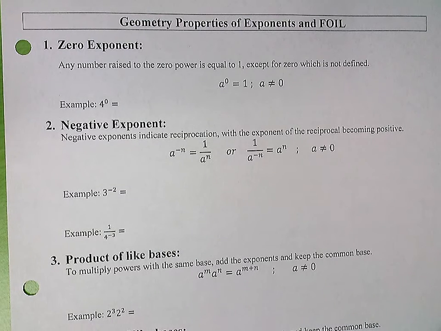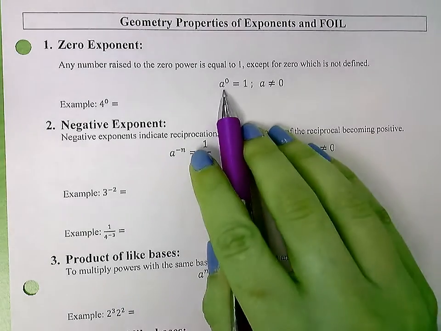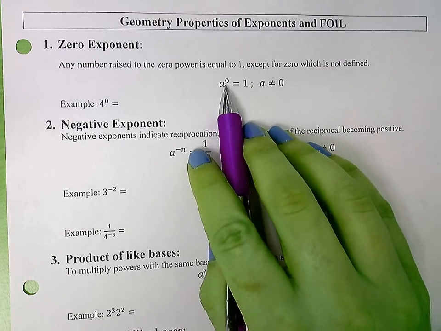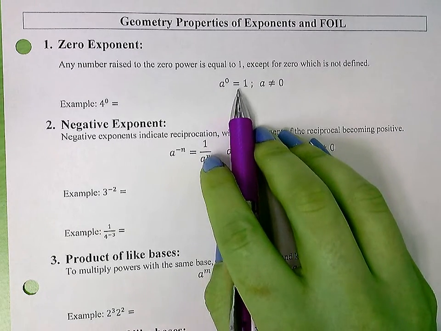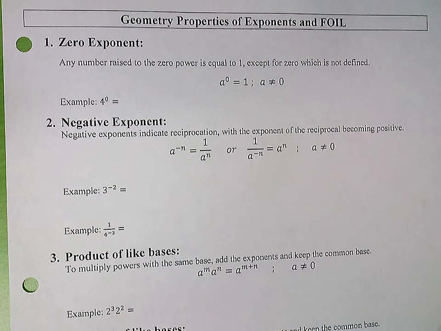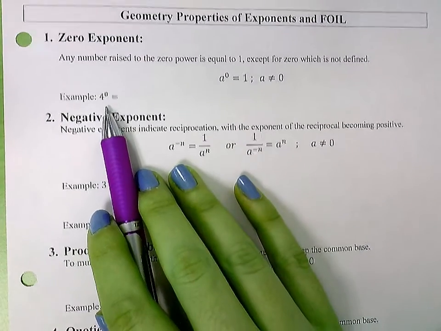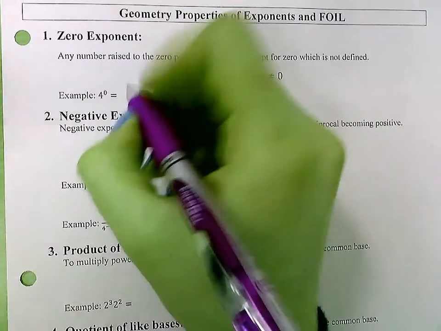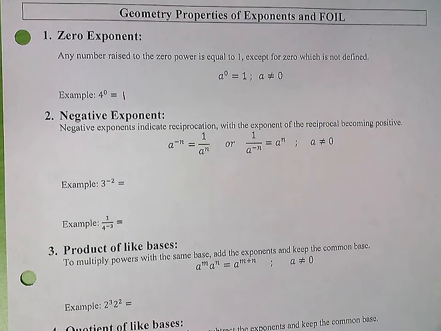So the first one up top there is the zero exponent. Any number raised to the 0 power is equal to 1, except for 0, which is not defined. So if I have any number a raised to the 0 power, that's always going to be equal to 1. Doesn't matter what number you plug in for a, anything to that 0 power is always 1. So my example here, if I have 4 raised to the 0 power, again, that's just going to equal 1. It does not equal 4. It does not equal 0. Okay, it equals 1.